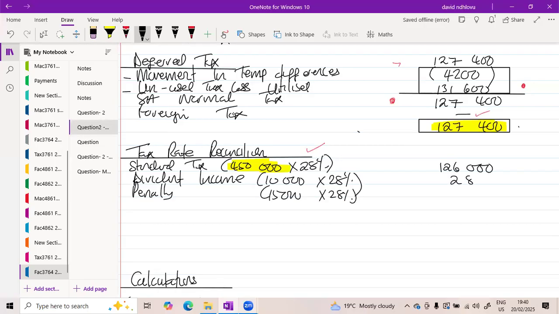This is going to give me 2.8. 15,000 by 0.28, that is going to give me 4.2. Right, remember, income, you deduct, expenses, you add. We are done with the reconciliation. 126,000 minus 2,800 plus 4,200, we are going to end with 127,400. So that will be the end of my disclosure up to tax rate reconciliation.